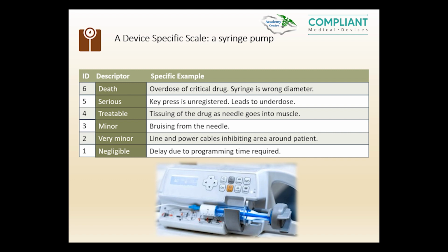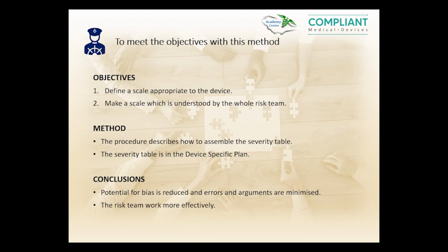The syringe pump obviously warrants more levels of severity, and I guess this is not surprising as it's a more sophisticated device. The key here is to use device-specific examples. So, what have we done? We've defined a scale appropriate to the device. We make a scale which is understood by the whole risk team because it's device-specific. The procedure describes how to assemble the severity table, and the severity table is in the device-specific plan.